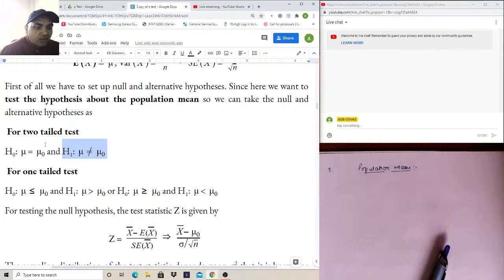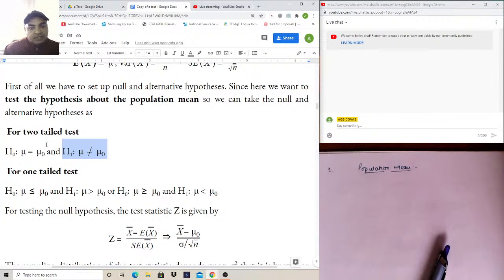So this is for the two-tailed test, where we say that whatever samples we have drawn from the population, if the mean of those samples is equal to the population mean, this is our null hypothesis, and the opposite is the alternative hypothesis. And when there is an equality sign, it is nothing but the two-tailed test.